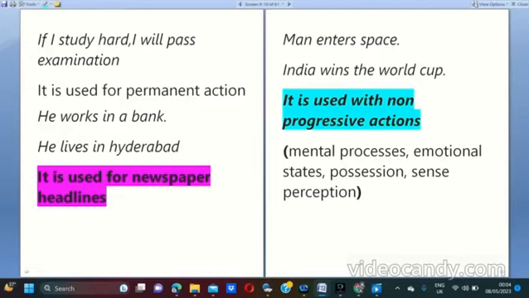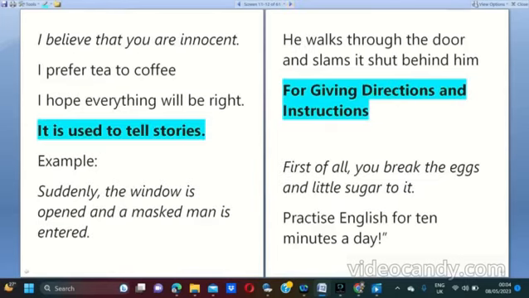It is used with non-progressive actions. What are non-progressive actions? Mental processes, emotional states, position, sense perception. These are not progressive, not continuous. I believe that you are innocent. I prefer tea to coffee. I hope everything will be alright. These are all non-continuous verbs. We do not use believing, preferring, or hoping. We simply use them as base forms. We can't use them in progressive tenses. So we use these verbs in non-progressive actions.